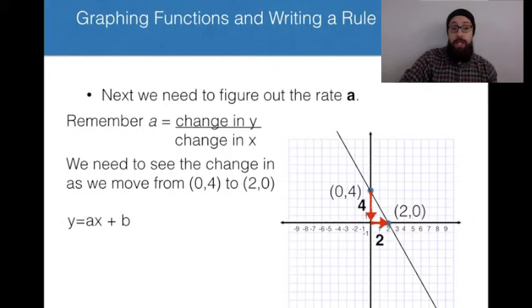So in our rule, y equals ax plus b, our rule becomes y equals negative 4x over 2 plus 4. Now we can reduce that because we can divide 4 by 2, which will give us a rule as y equals negative 2x plus 4. That's it. That's all we have to do.